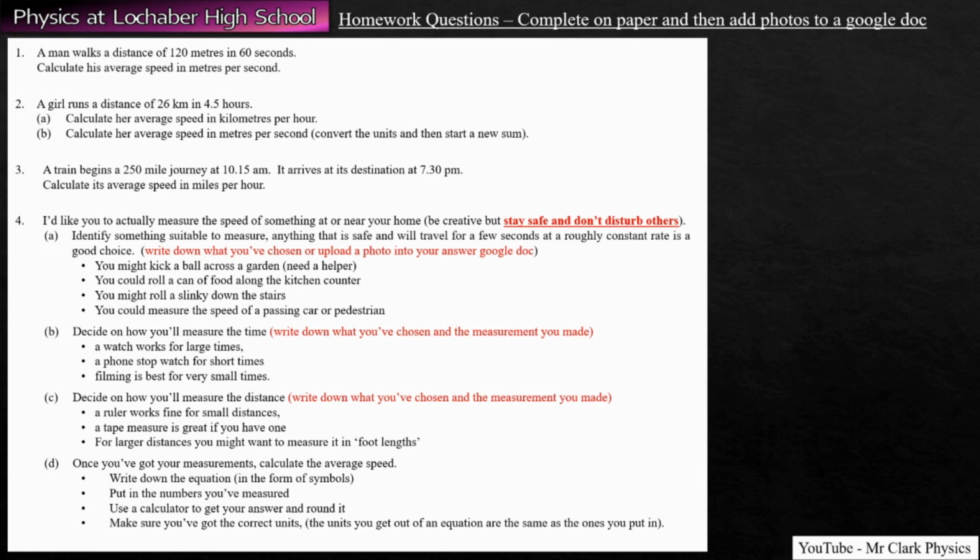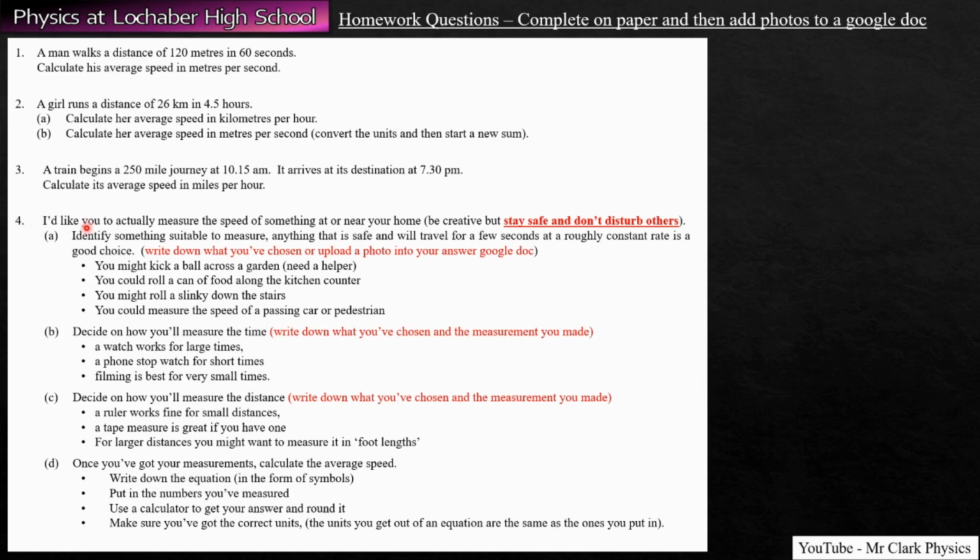This final slide shows you your homework. What I'd like you to do is carry it out on paper, just like I have been so far. Write down the equation, put in the numbers, do the sum, and then round it. I know it might seem silly to write out the equation for every sum you're doing, but trust me, it's a very good thing to practice. It's an excellent habit to get into.